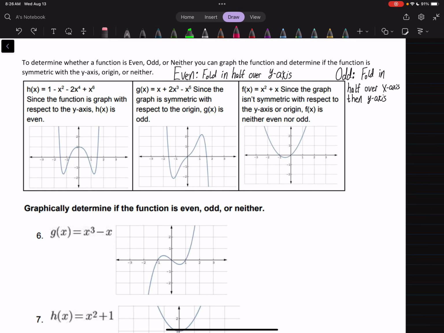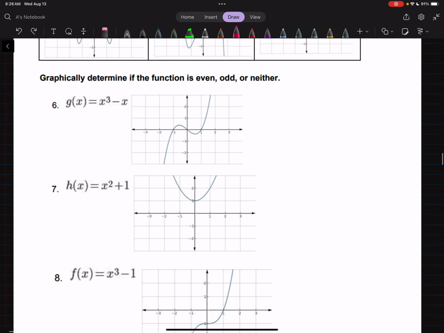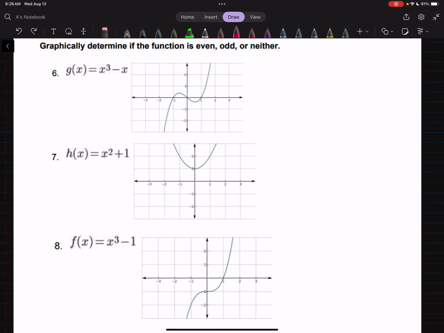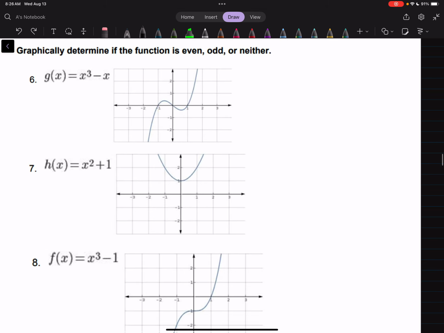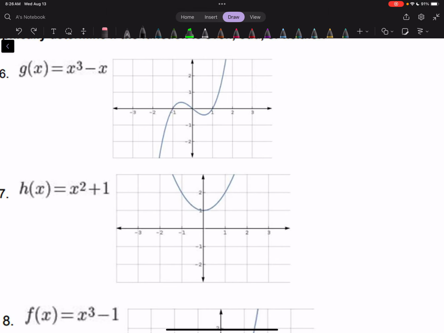And here's what I just said, written down if you want to write it down. Graphically determine if the function is even, odd, or neither. The first one, x³ minus x. Well, we can do this. Hopefully you can do it just by looking at it, but let's flip it over the x-axis or y-axis. I have this function. Now flip it over the x. I would have this function. This is odd symmetry.